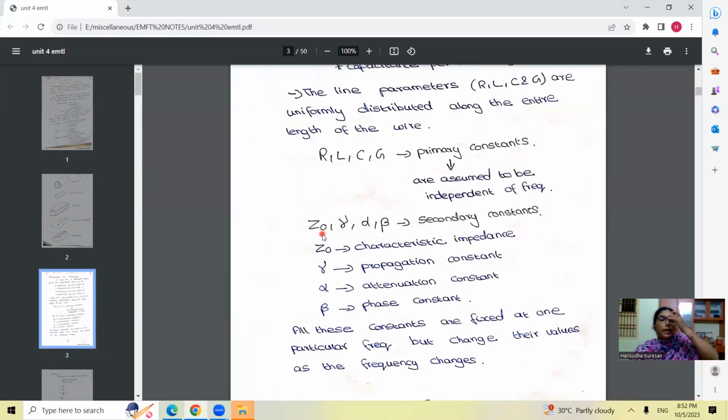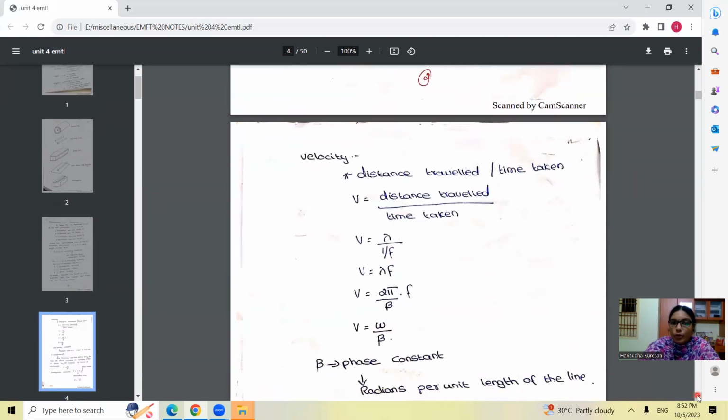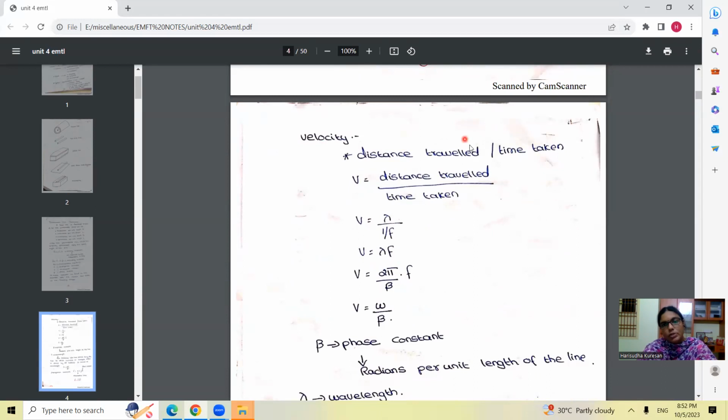The secondary constants are the characteristic impedance Z0, the propagation constant gamma, the attenuation constant alpha, and the phase constant beta. All these constants are fixed at one particular frequency, but these values can change as the frequency changes. We know the general formula of velocity: velocity is the distance traveled by the time taken. I have related the distance traveled to the wavelength, and the time taken I have written as t equal to 1 by f, which is the time in terms of frequency.